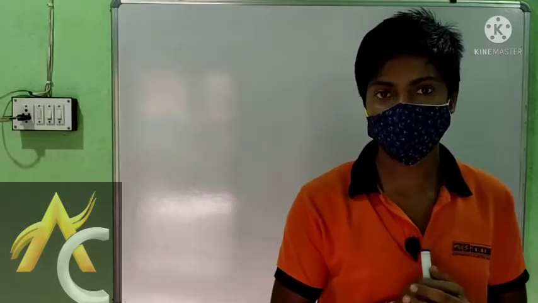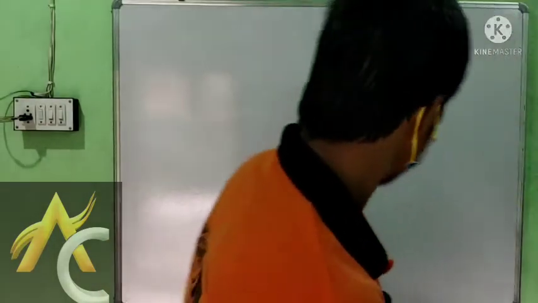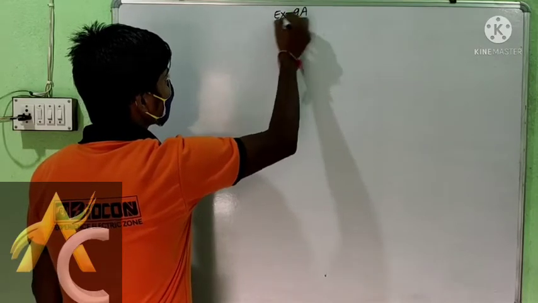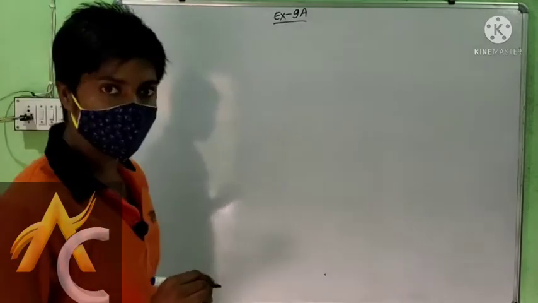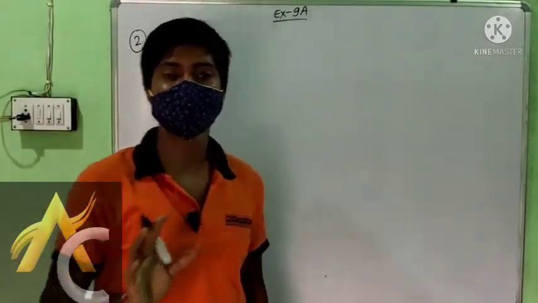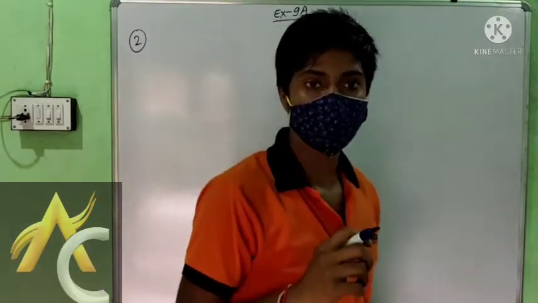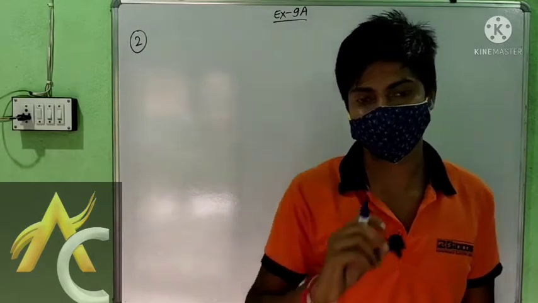Today we are going to continue the series of triangles for standard 9 and we are going to discuss some problems from exercise 9A of the ICSE board. Exercise 9A, and we are going to solve question number 2 here. I am hoping that all of you have already seen our previous video about the criteria or conditions for congruency of triangles.